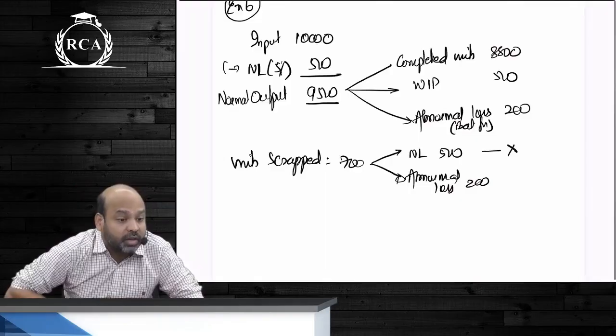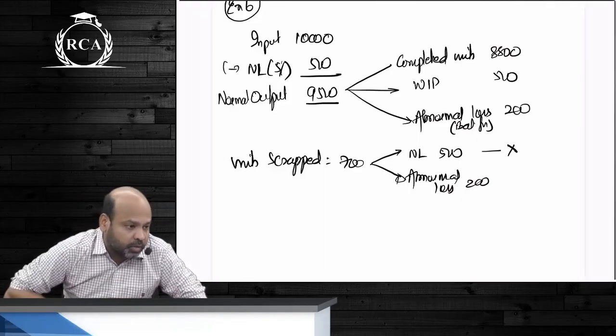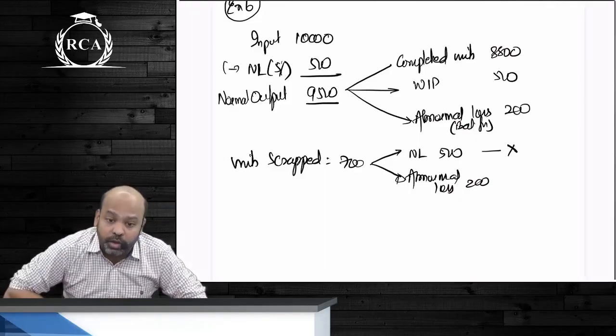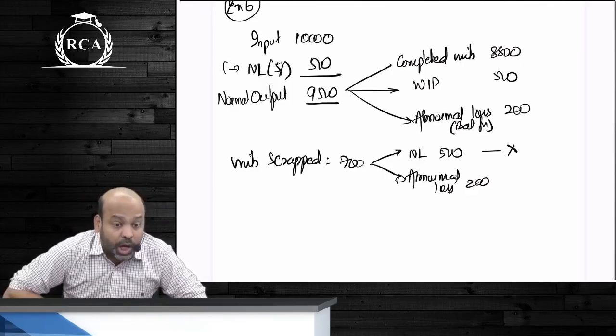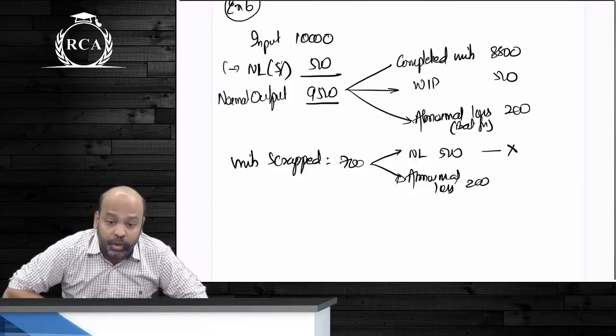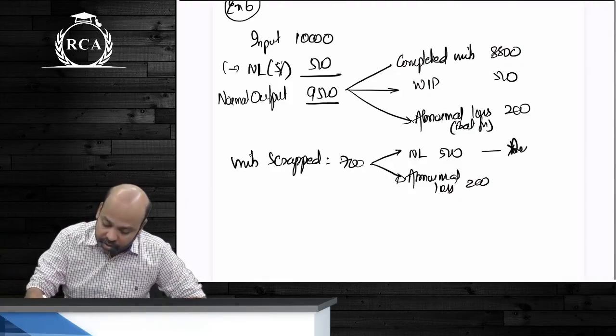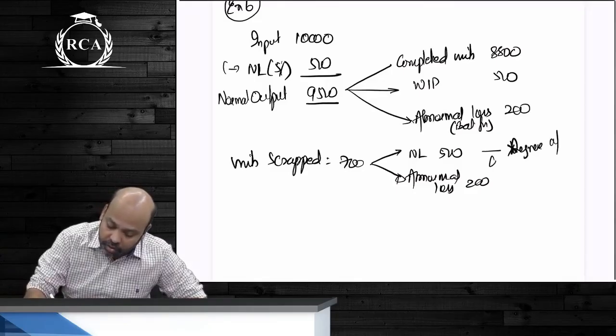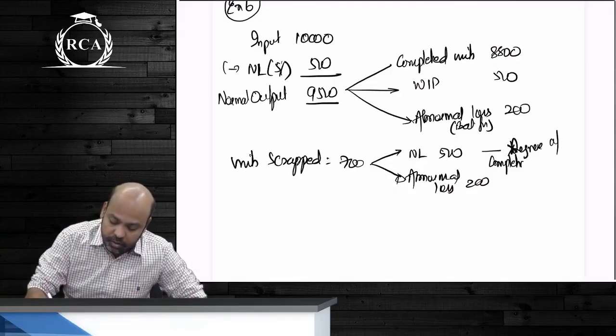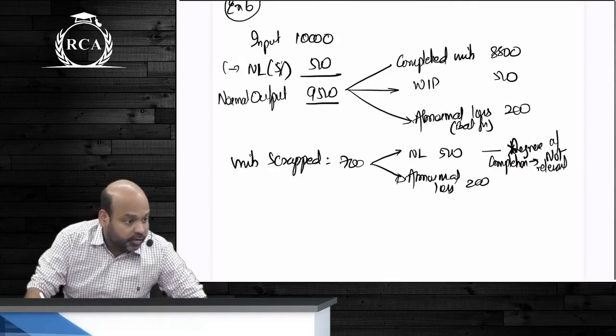It always has a zero amount. You do not allocate any cost to normal loss, guys. You value it at scrap value. You compute cost per unit only for abnormal loss. So for this normal loss, beta, degree of completion is not relevant. Yes or no? Not relevant. किसके लिए relevant रहेगा? Only for?